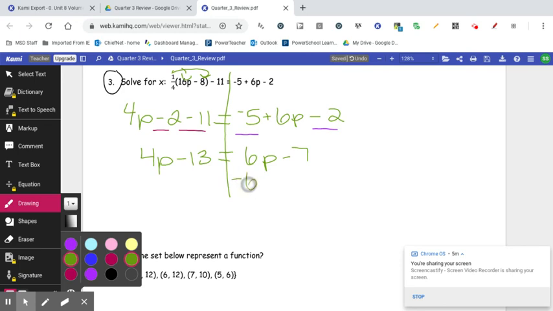Now we want to get the variable terms to one side, so I'm going to subtract the variable term that's on the right. I'm going to minus 6p on the right, minus 6p on the left. We're left with negative 2p minus 13 equals negative 7. Add 13 to both sides.